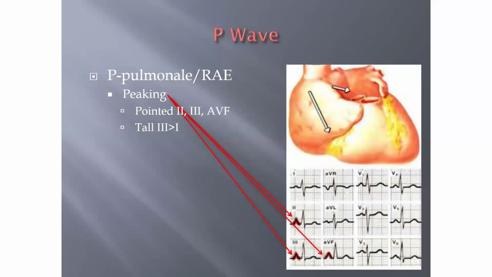Then you have your P pulmonale, which is pointed in lead 2, lead 3, and lead AVF, and lead 3 would be taller than lead 1. Your patient has a right atrial enlargement, caused by pulmonary issues, patients with COPD, probably PTB. This is what you see in your ECG.